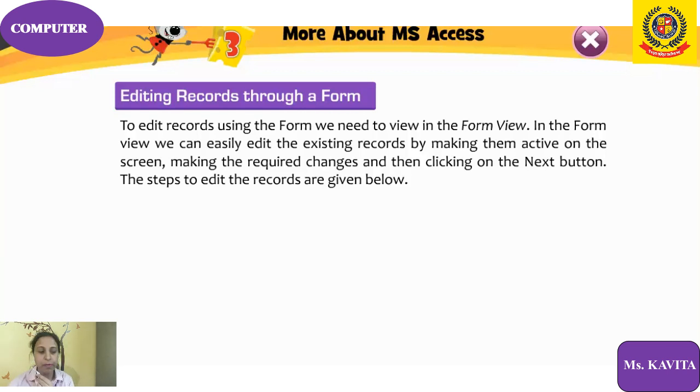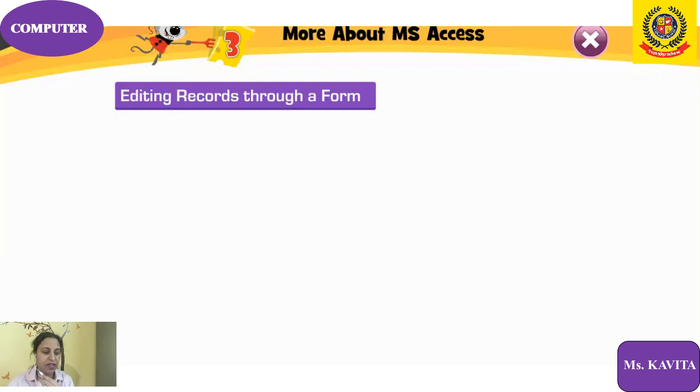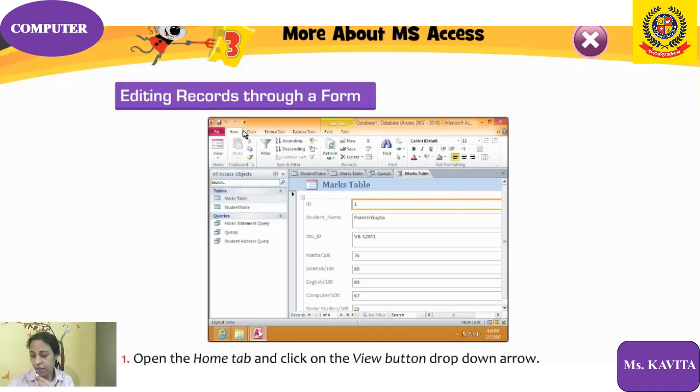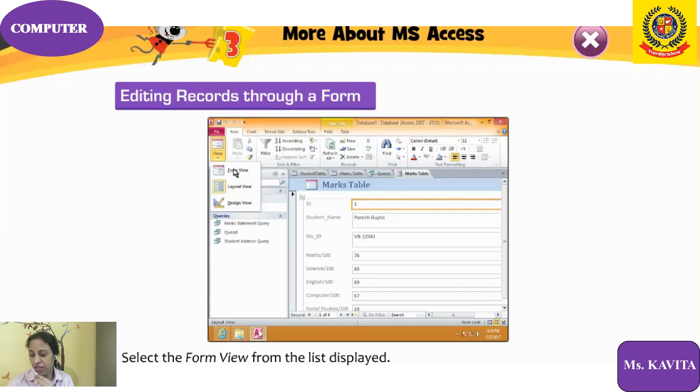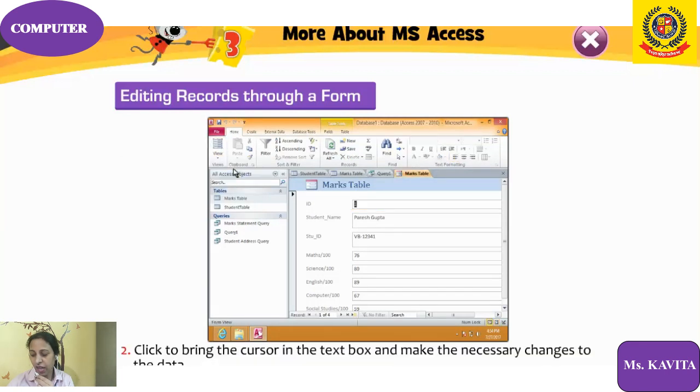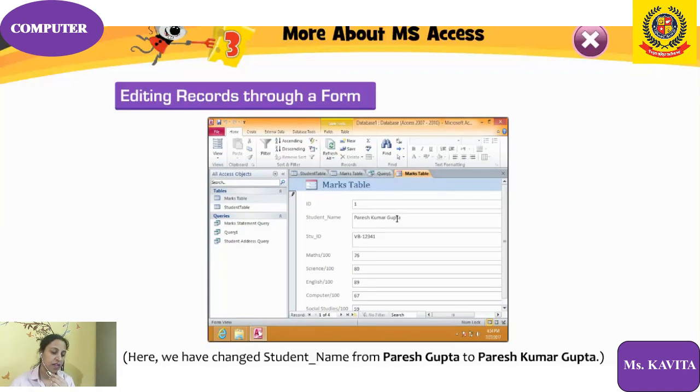Open the home tab, click on the view button, drop down arrow, select the form view from the list displayed, click to bring the cursor in the next box. In the text box, make the necessary changes to the data. Here we have changed student name from Paras Gupta to Paras Kumar Gupta.